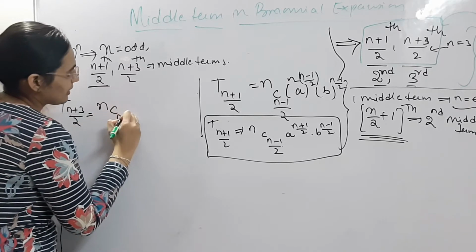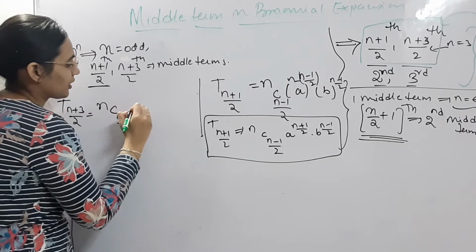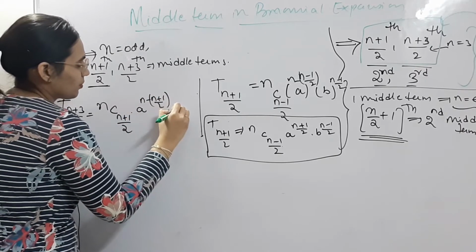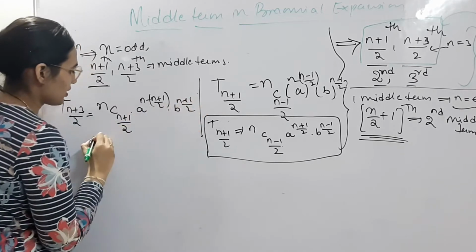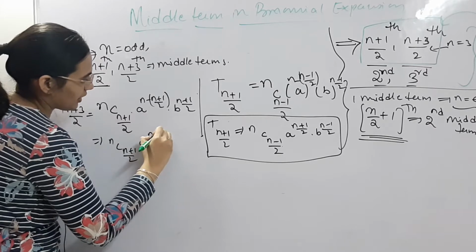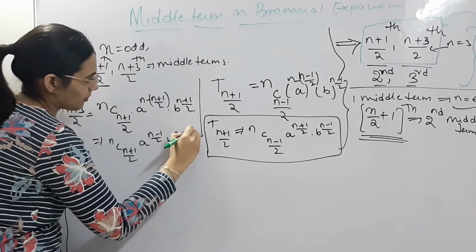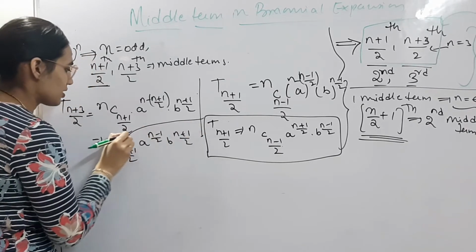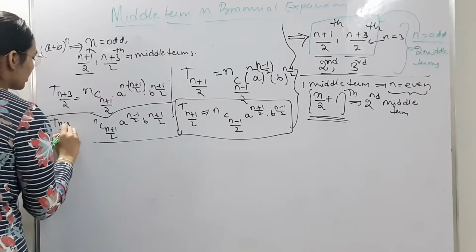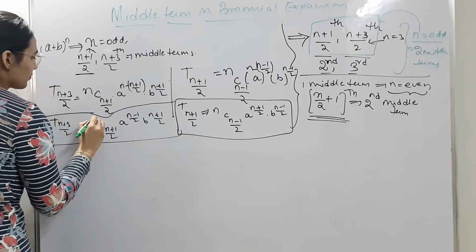So nC(n+1)/2, a to the power of n minus (n+1)/2, b to the power of (n+1)/2. That is, we get nC(n+1)/2, a to the power of (n−1)/2 and b to the power of (n+1)/2. So this is the middle term. T(n+3)/2 is equal to this.